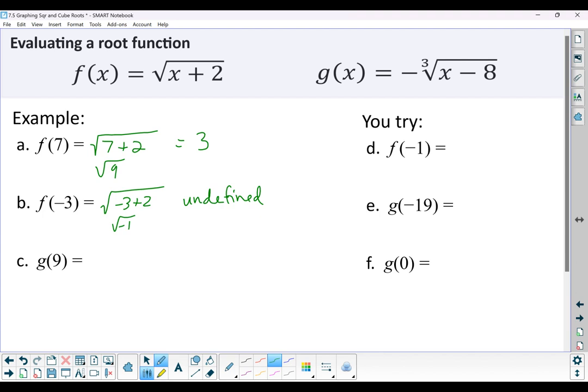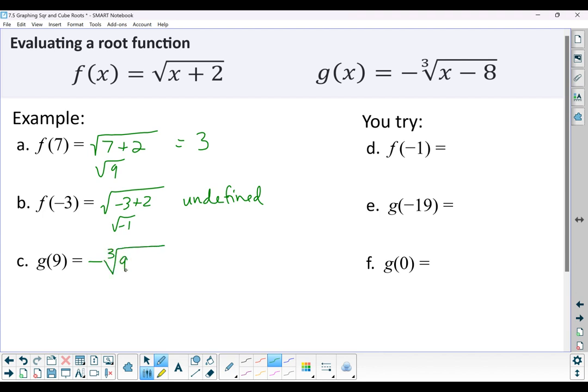We'll talk more about that in a minute, but we have used complex numbers in the past. For this graphing unit, we're not able to graph complex numbers on our xy coordinate plane, so we're just going to say that one's undefined.